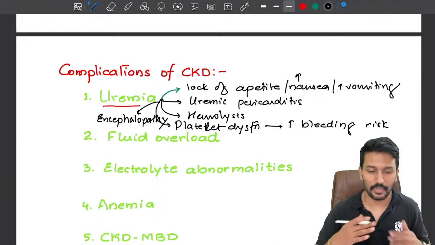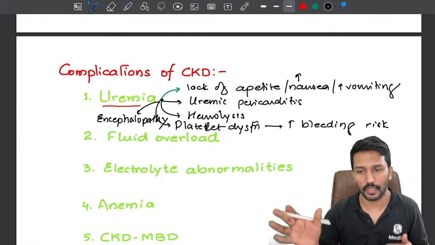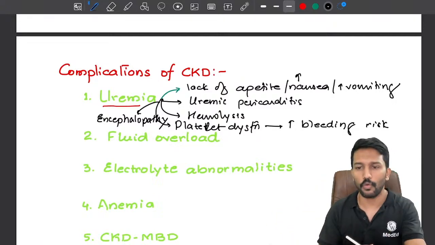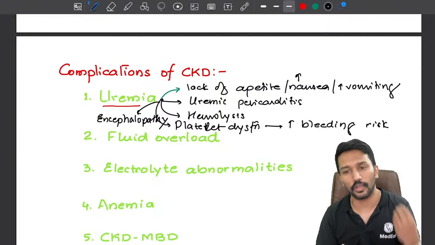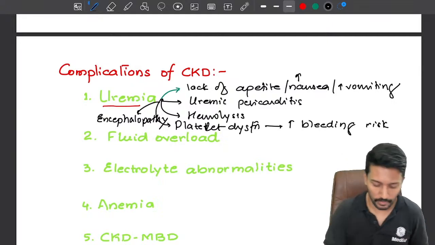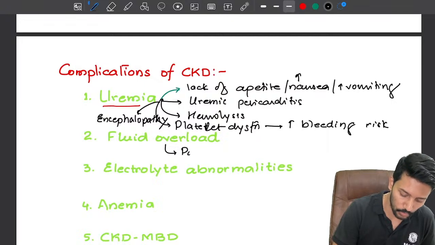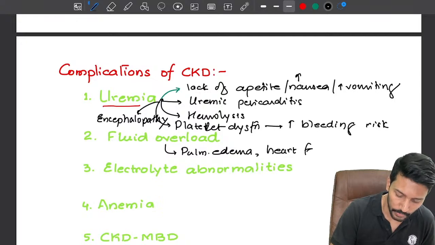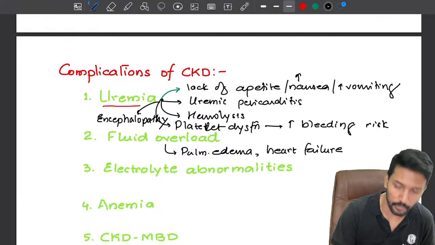The second thing is kidneys are supposed to eliminate water. If they are not able to do that, then the patient takes in the fluid, it doesn't go out through the kidney because the patient has got anuria or oliguria. So all that fluid will stay in the body, fluid overload, right? So this fluid overload can lead to pulmonary edema, as well as it can contribute to heart failure, because that extra fluid needs to be pumped by the heart.